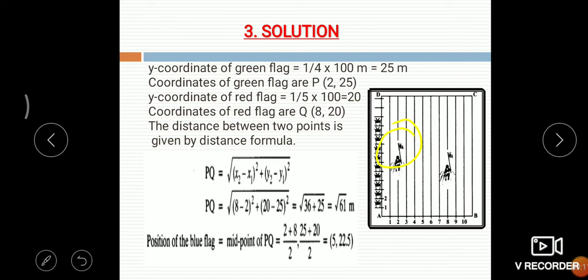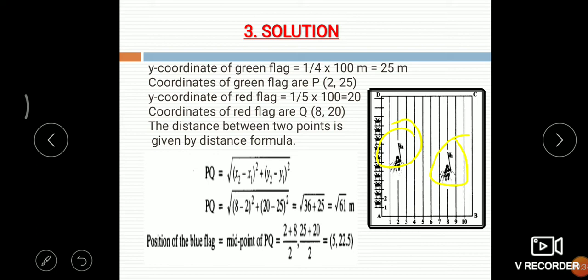Similarly, coming here, as this girl Preet is on the 8th track, the abscissa will be 8 and she runs 1/5 distance of AD. It means 1/5 of 100 meter. So that is 20 meter. I got the coordinate of this point as (8, 20).